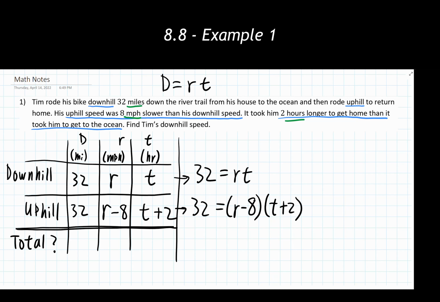Best way we can go about solving this is by using substitution. So we need to solve one of these equations for one of the unknowns. We can either solve the first equation for r or t, or we can solve the second equation for r or t. I'm going to solve the first equation because it doesn't look like it has nearly as much complex stuff going on in it. So I'm going to solve this first equation for r. If I'm solving for r, that means I'm going to get r all by itself. I need to divide both sides by t, which is going to give me 32/t equals r.